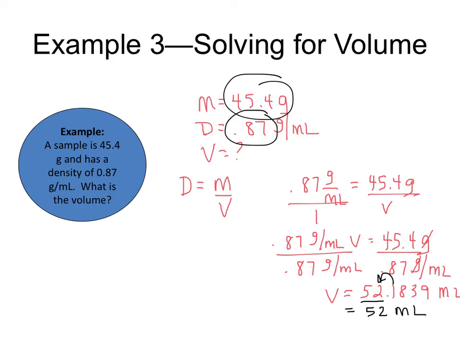Once again, you could go ahead and solve this algebraically at first. This would give you m is equal to VD, and then you could divide both sides by D to get volume, and then just do that direct plug and chug. It's whatever you feel most comfortable with.